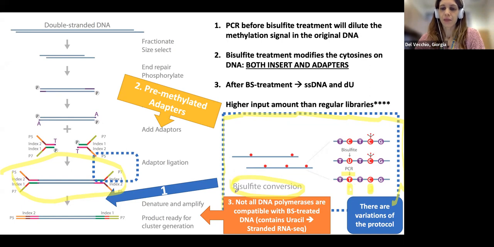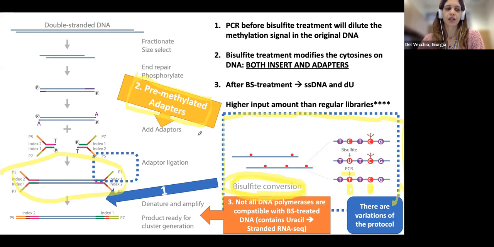So since we are performing this bisulfite conversion immediately before the final PCR, okay? The adapter ligation comes first, before the bisulfite conversion. And that's why we need pre-methylated adapters. So we don't want our adapters to be affected by the bisulfite conversion. So we want the sequence to stay exactly the same.